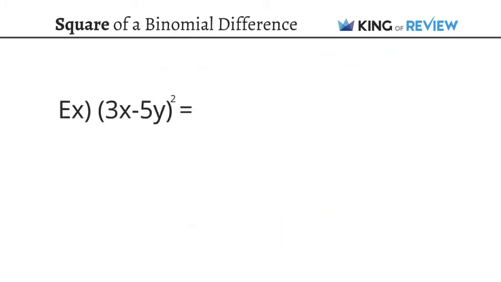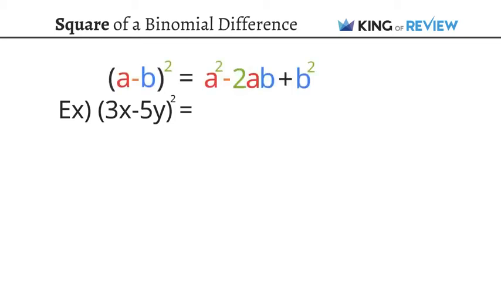Okay, now we have an example here. Please don't have any temptation to say it's equal to 3x squared minus 5y squared. Please don't say that, okay? Instead of that, use this formula. And think about the song. A squared plus 2ab plus b squared, a squared minus 2ab plus b squared.